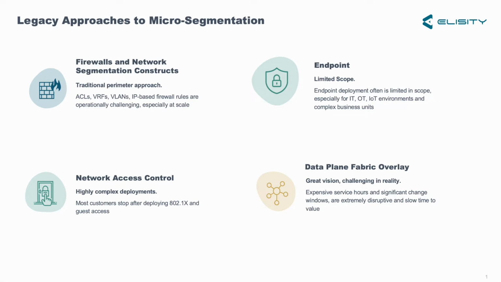Before Elisity was created, most network and security architects leveraged firewalls, NACs, and endpoint solutions to achieve a level of security for their users, devices, and applications. More recently, data plane fabric overlays have tried to find their foothold on the market, but it's been a pretty poor experience for customers. Now, it would take entirely too long to go into detail about why each of these traditional approaches have historically failed at effectively and efficiently securing the network at the access level, but I do want to call out a couple things here.